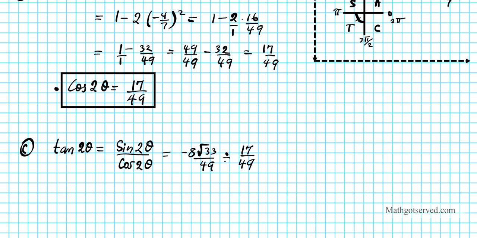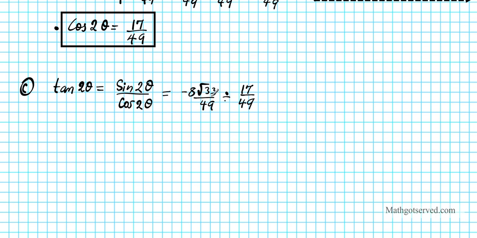All right, so what do we do next? We multiply this by the reciprocal of that, right? Drop, change, flip. So you drop the first one, negative 8 root 33 over 49. Change this to times, and then you flip this, 49 over 17. Okay? And then if you notice, the 49s divide out. 1, 1. And we multiply across, you get the value of tan, which is negative 8 root 33 over 17. Okay, so there goes the value of tan 2 theta.